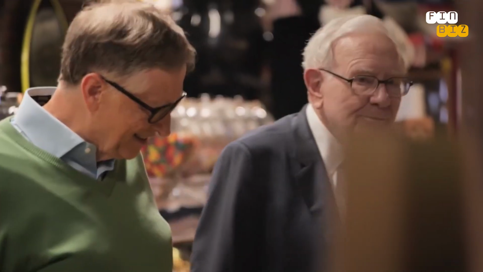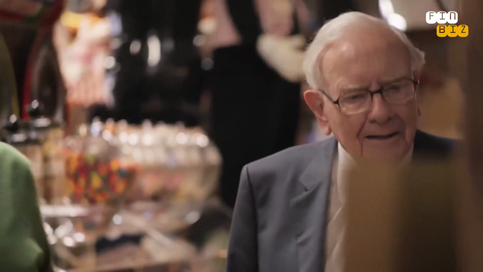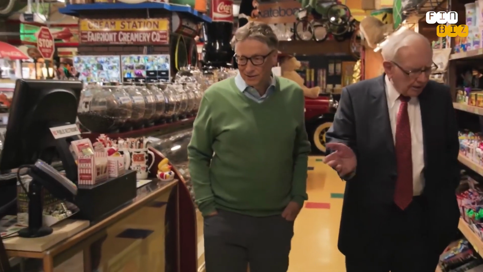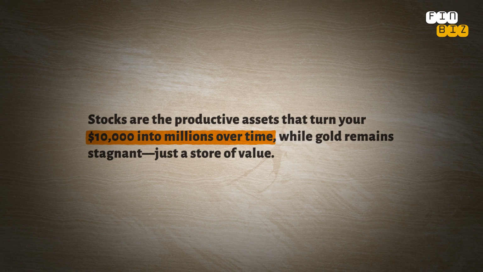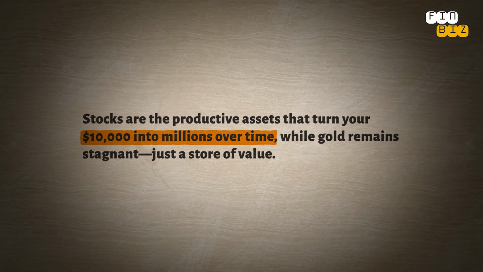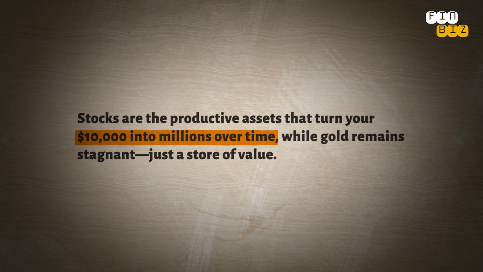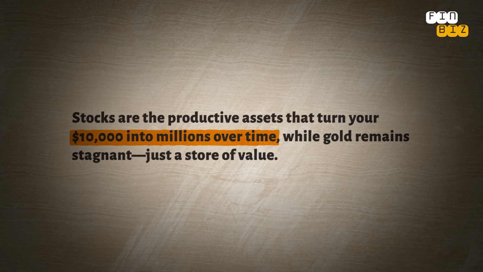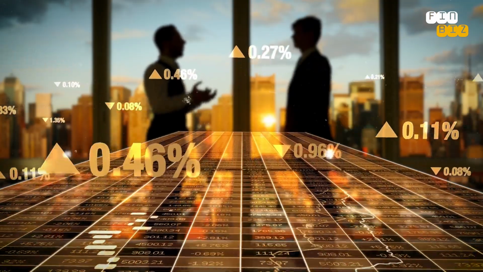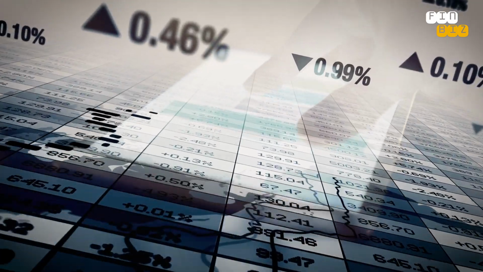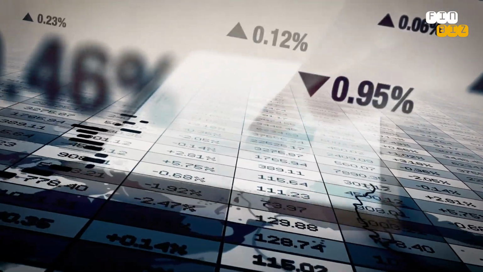Buffett's strategy is all about buying businesses that will continue to thrive and create value long after you've made your initial investment. Stocks are the productive assets that turn your $10,000 into millions over time, while gold remains stagnant, just a store of value. If your goal is to build wealth, the lesson is clear. Don't just hold on to something precious. Invest in something that can work for you.